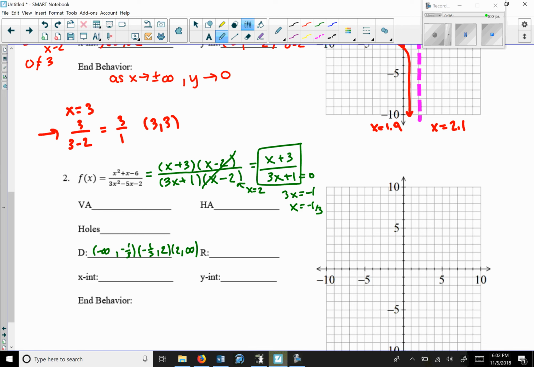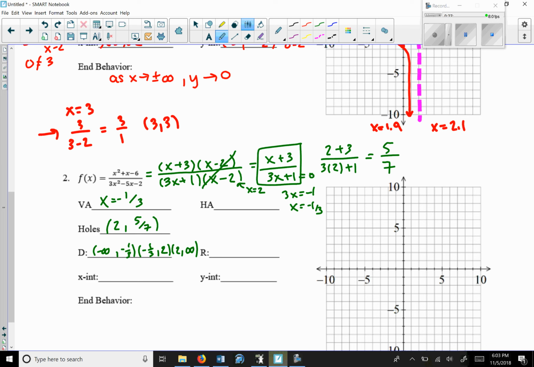And then because of that 2, if I plug it into my simplified answer, it no longer makes my denominator 0. So when I plug that in, I get 2 plus 3 over 3 times 2 plus 1, which gives me 5 over 6 plus 1, so 7. So I have a hole at 2, 5/7. And -1/3, if I plug that into my simplified answer, it still makes my denominator 0 because 3 times -1/3 would be -1, plus 1 is 0. So that means -1/3 is a vertical asymptote.